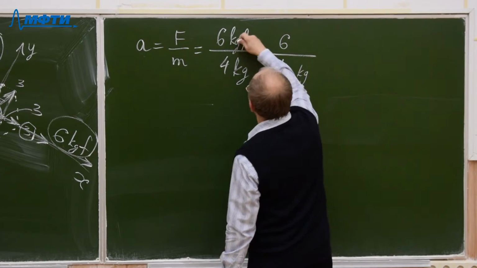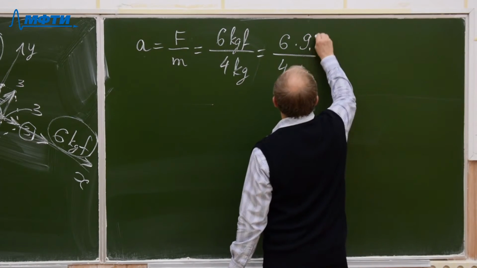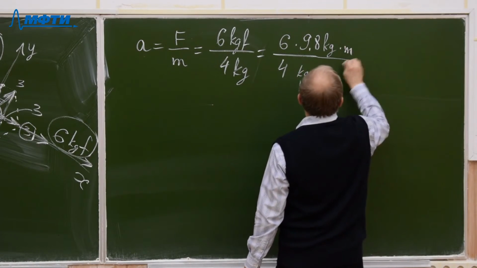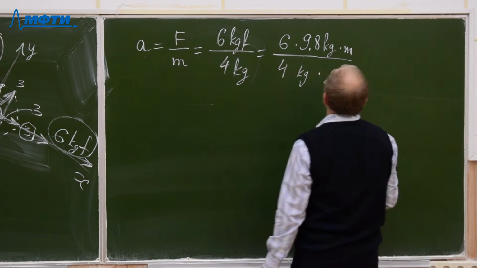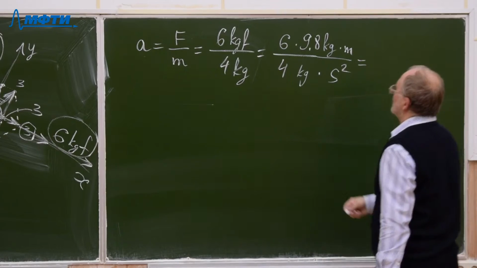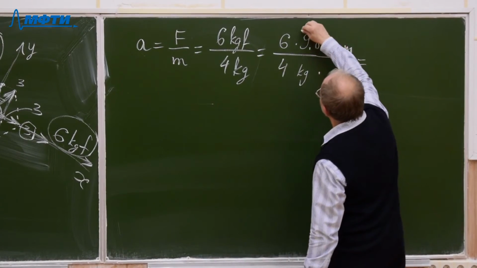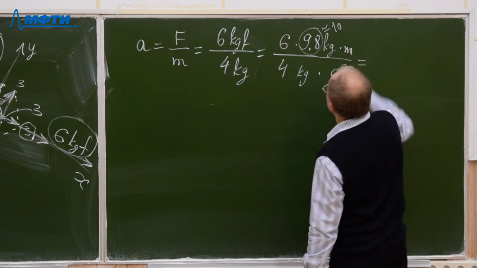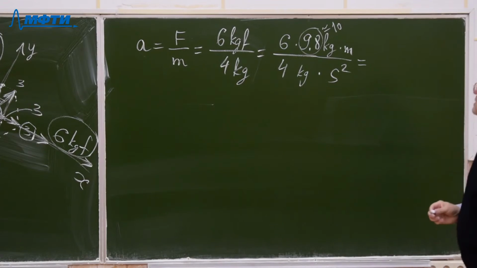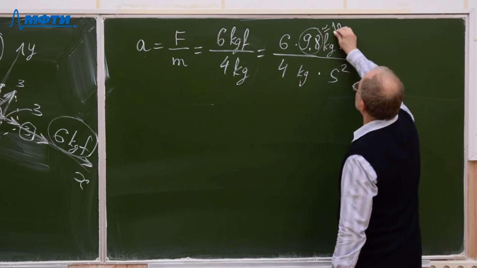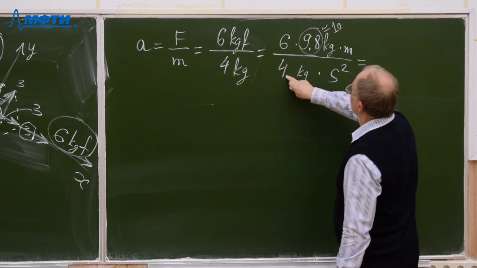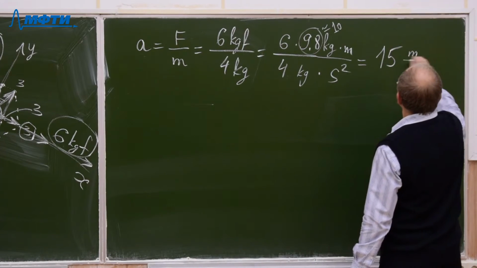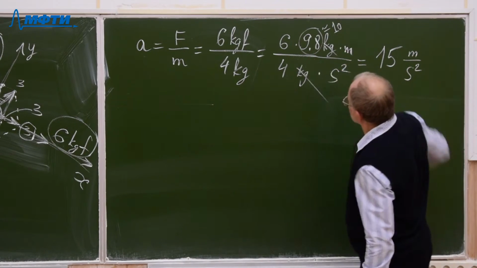And what is 1 kilogram force? I told you this is 9.8 kilograms times meter by second squared. If we consider this 9.8 to be approximately 10, that's okay. That's enough for many problems. 9.8 is approximately equal to 10. 6 over 4 is 1.5 times 10. That will be 15 meters per second squared, because kilograms cancel here.